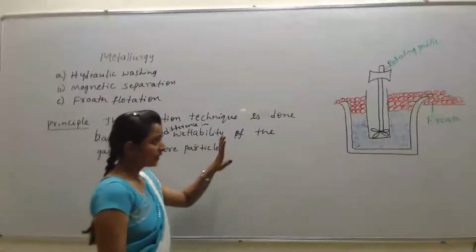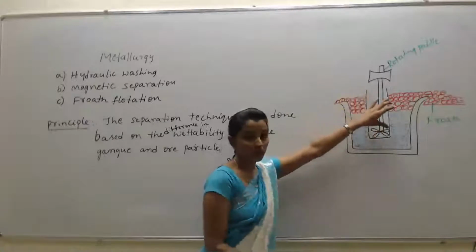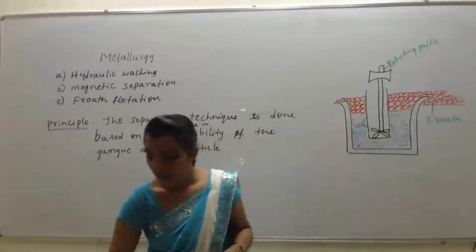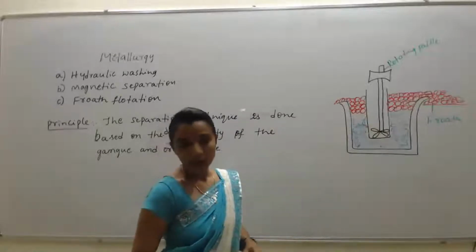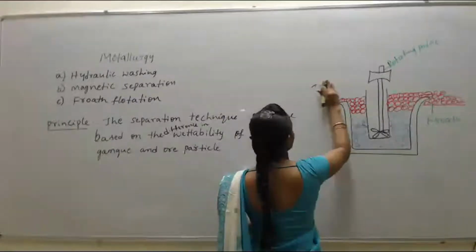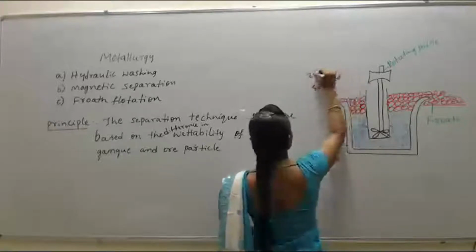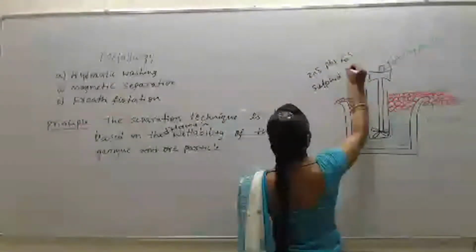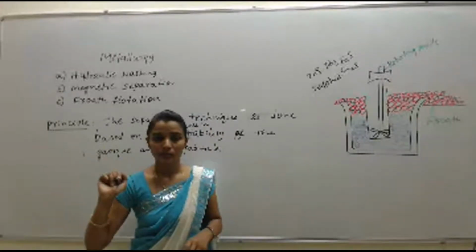Listen, I told you the chamber is there. In that chamber, water is there, and here froth is there. This technique is specially used to separate gangue particles from ores consisting of sulfide ore. It may be ZnS, PbS, FeS, Cu2S, etc. Sulfide ores are separated by using the froth flotation method.